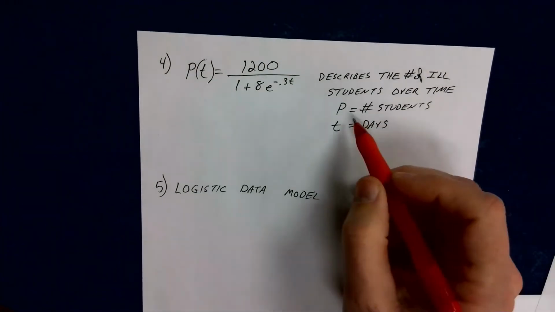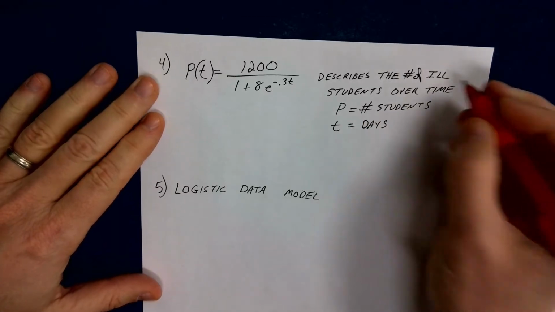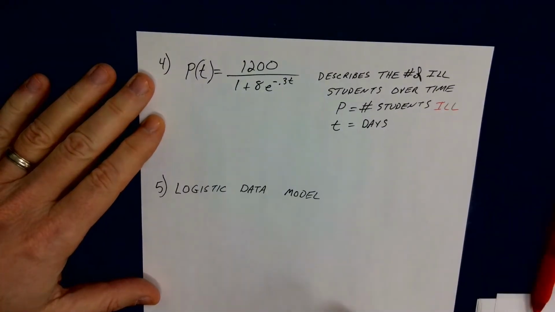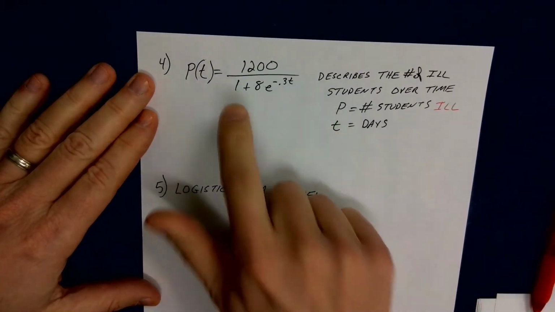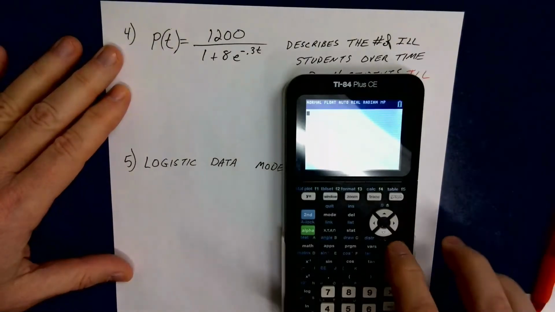Okay, so what we're going to try and do is see what we can do with this. This says P, or P of T, is the number of students that are ill, that are sick. T is equal to the number of days. So I'm going to try and see if I can learn some stuff about this. So let's go right here to our graphing calculator.